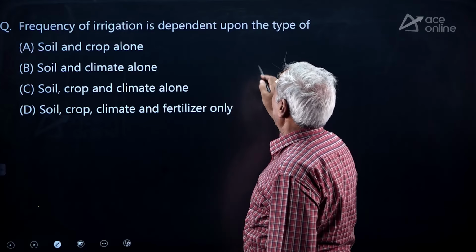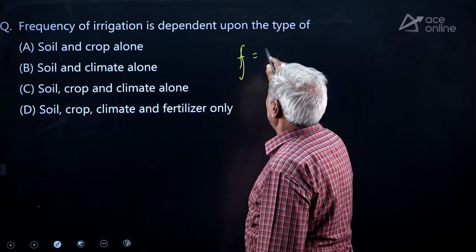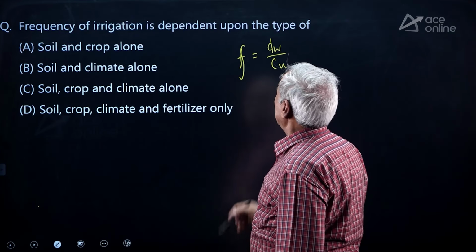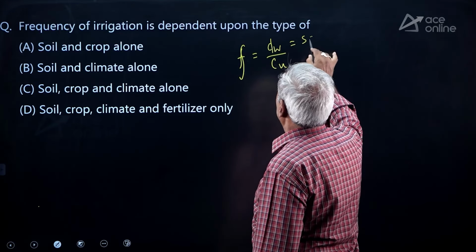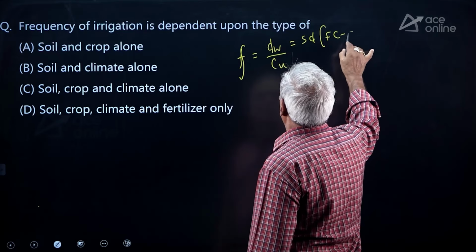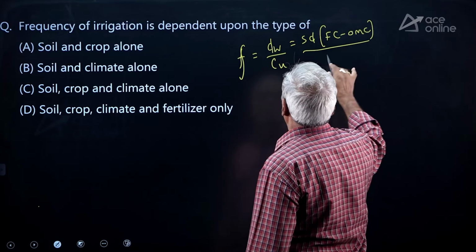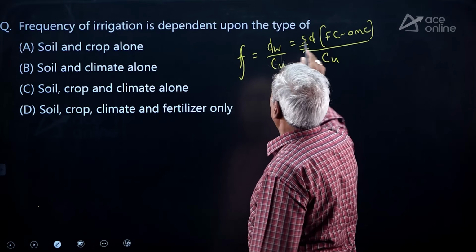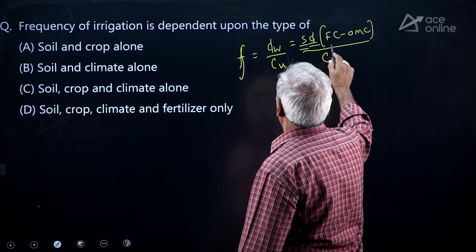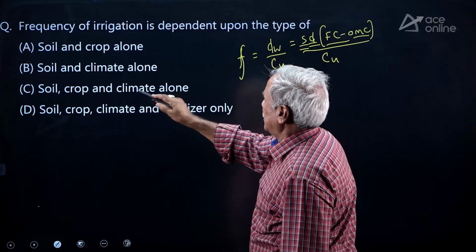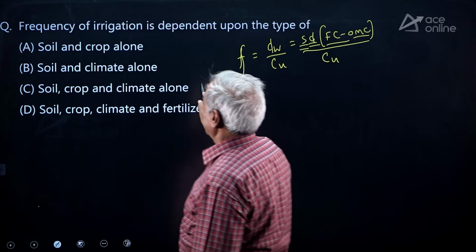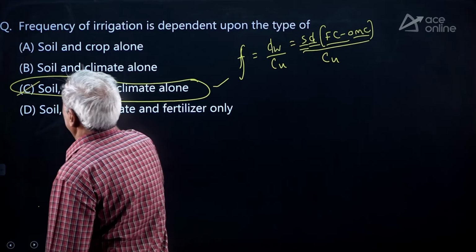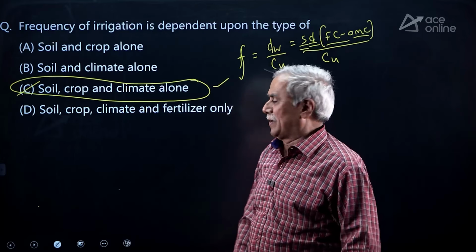Frequency of irrigation depends on, we know the formula for frequency of irrigation, dW divided by Cu. So dW is nothing but S into D into (Fc minus OMC) whole divided by Cu. So soil specific gravity, crop root zone depth, climate Fc and OMC, and soil, crop and climate, all the three. Therefore, fertilizers will not control. Correct option is C is the right option for that.